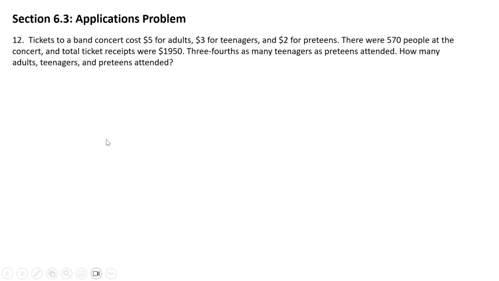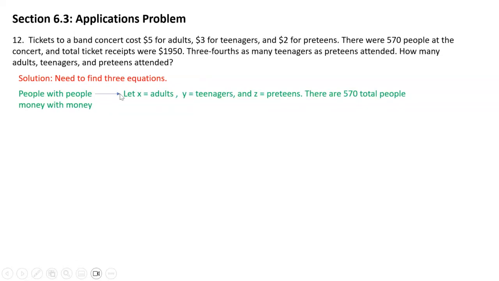Okay, now how do we use this in real life? Here we go. We're going to set up 3 equations. Again, people with people and money with money. So we're going to let x equal adults, y equal teenagers, and z equal preteens. And there's 570. So the first equation will be x plus y plus z equals 570.